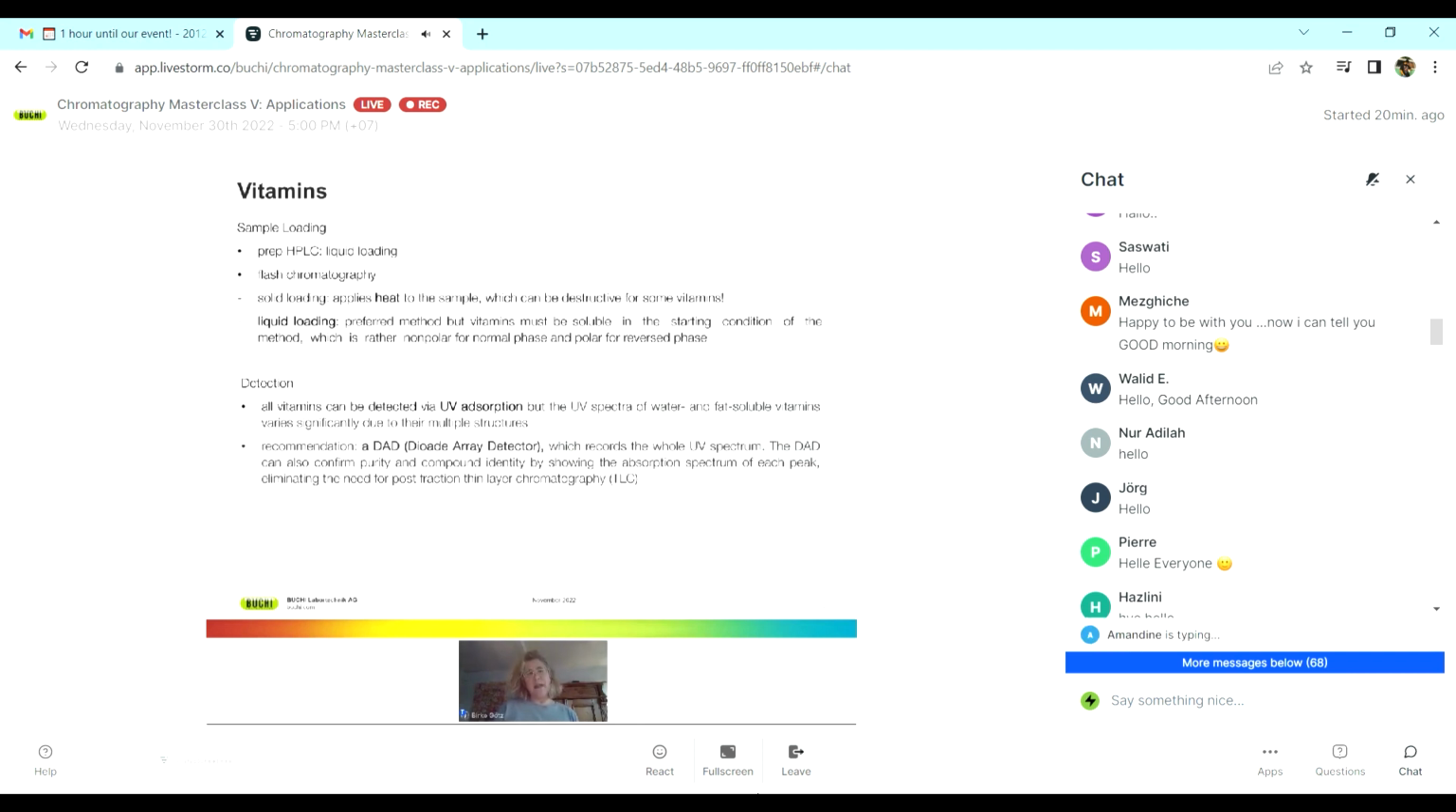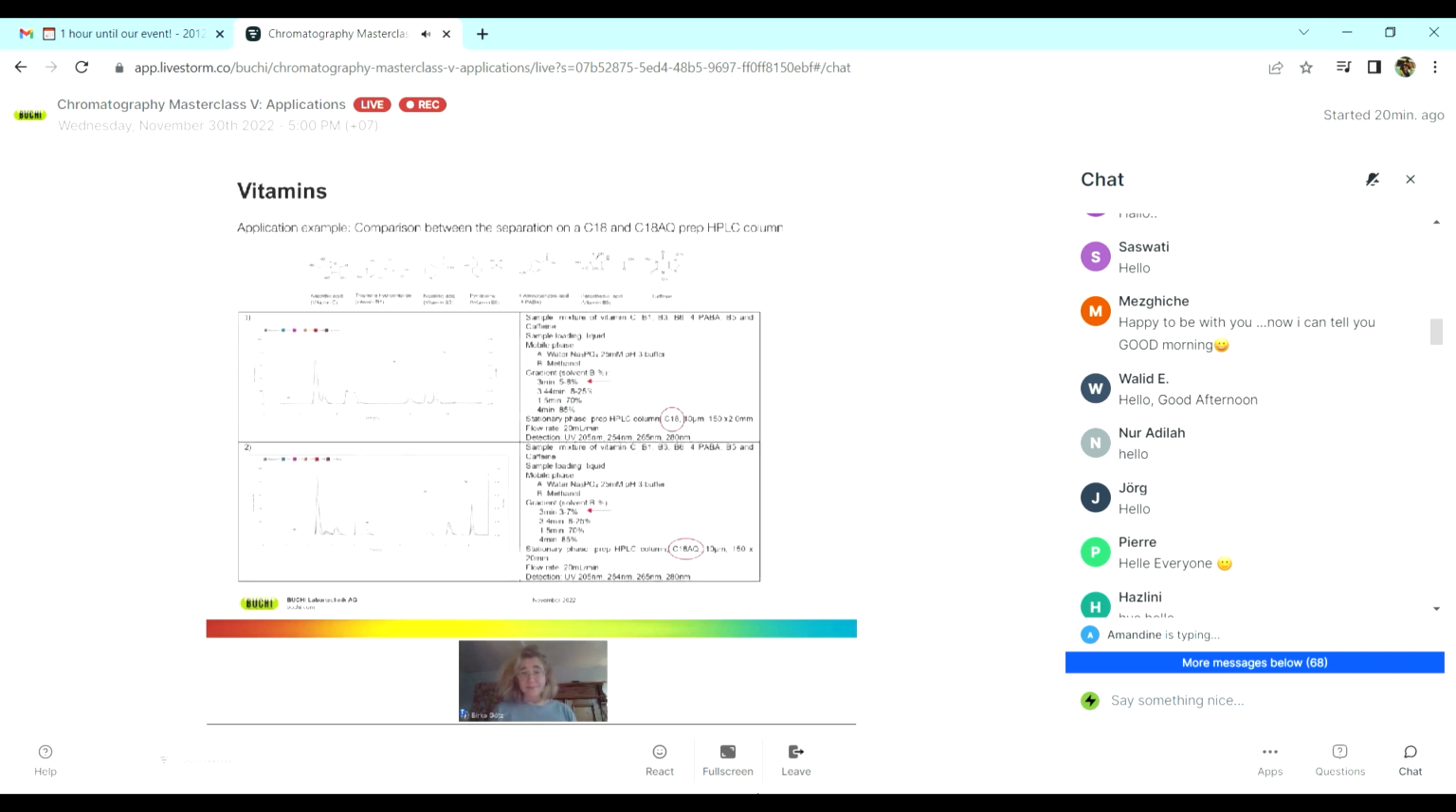Now we will have a look at some application examples from our lab. The first one is we are comparing here a C18 and C18AQ, which I just mentioned before, prep HPLC column. So my colleague had here a mixture of 7 different compounds, amino acids, including aminobenzoic acid and caffeine. And in the first run, he used a C18. And in the second run, which you see, he used a C18AQ.